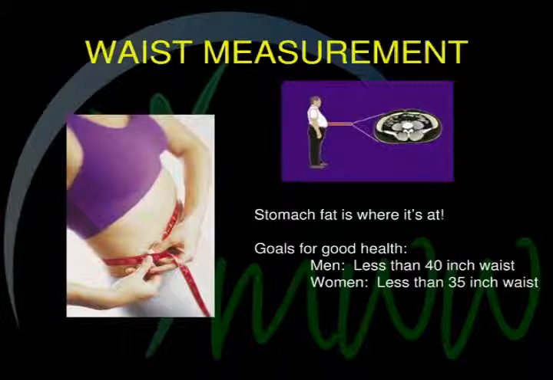As this slide shows, waist measurement is an important part of determining your health risks, since excessive abdominal fat causes metabolic disturbances which can lead to chronic diseases. Generally, the goals for waist measurement are less than 40 inches for men and less than 35 inches for women.